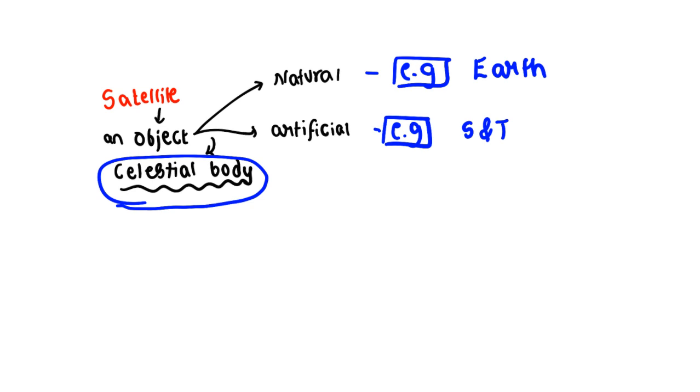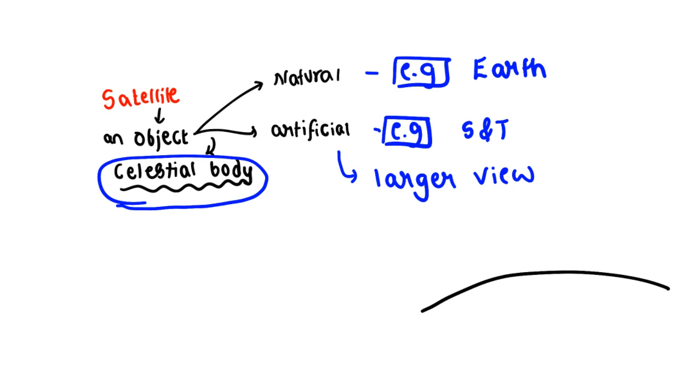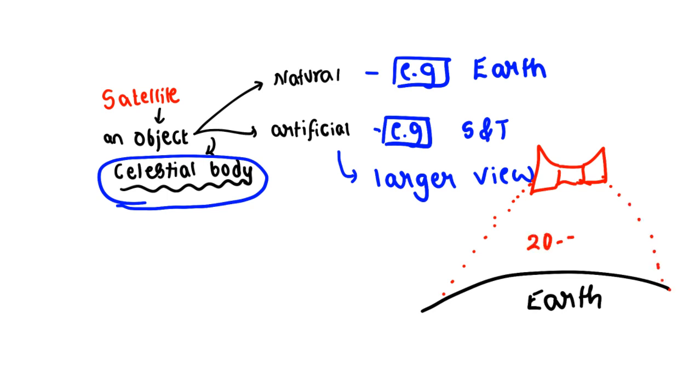So why do we go with the artificial satellite? What is the importance of an artificial satellite? An artificial satellite takes the larger view. For example, consider this as Earth. If you place an object called a satellite here, I am writing this as a satellite, it can send and collect information over a spread of at least some 20 to 30,000 kilometers.